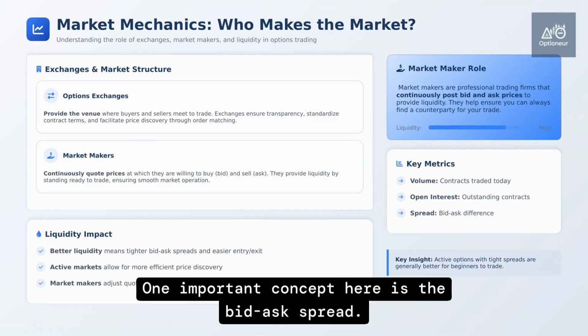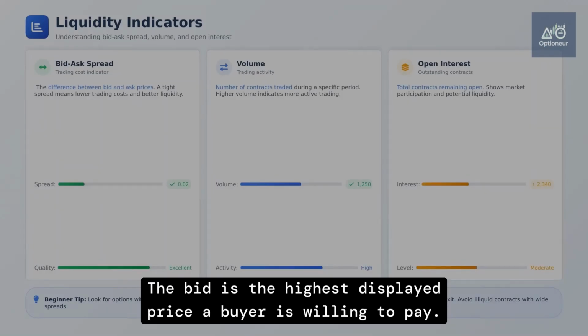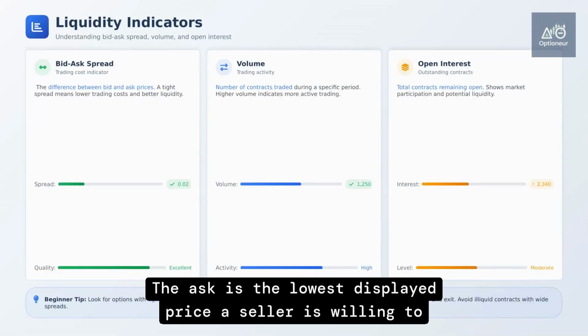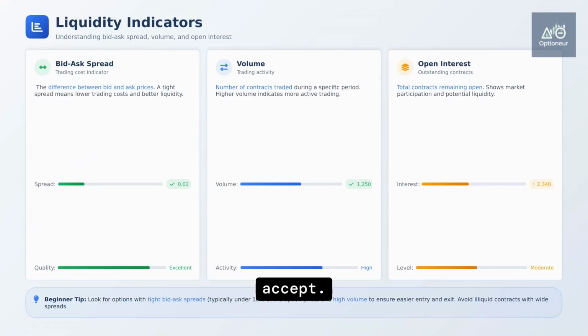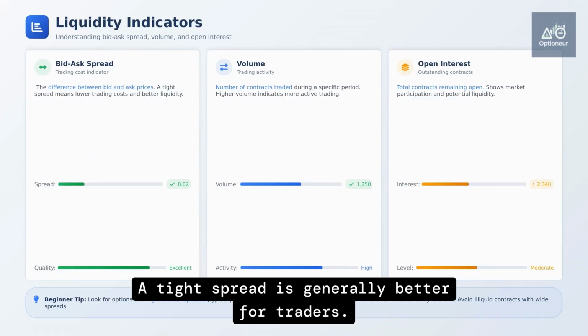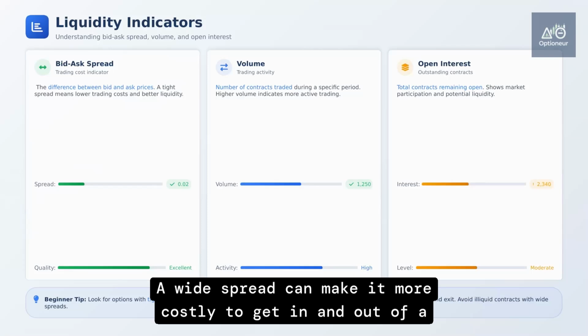One important concept here is the bid-ask spread. The bid is the highest displayed price a buyer is willing to pay. The ask is the lowest displayed price a seller is willing to accept. The difference between the two is called the spread. A tight spread is generally better for traders. A wide spread can make it more costly to get in and out of a position.